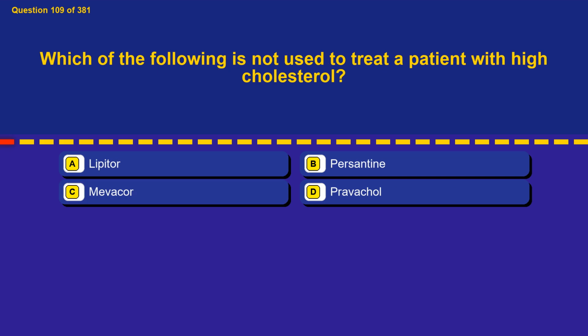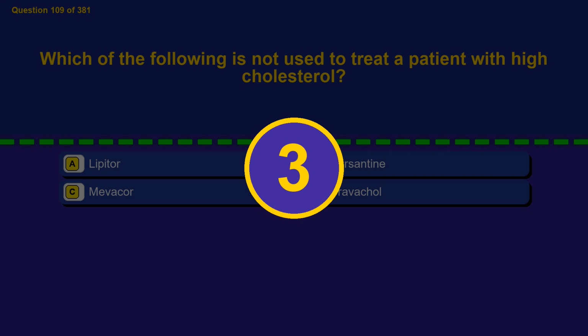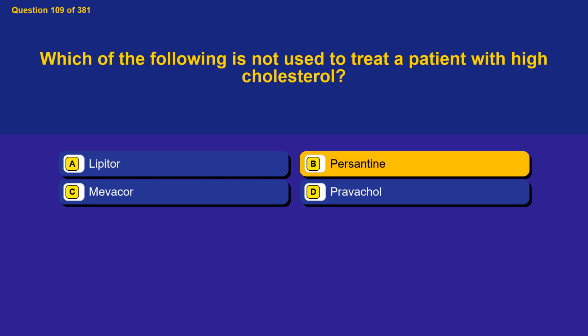Question 109. Which of the following is not used to treat a patient with high cholesterol? Option A, Lipitor. Option B, Percentine. Option C, Mevacor. Option D, Pravachol. The correct answer is option B, Percentine.